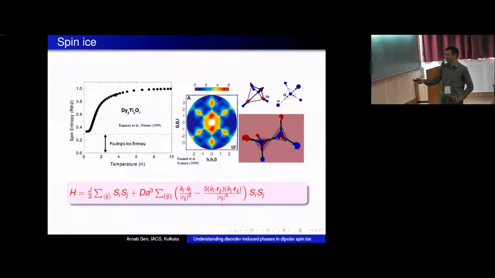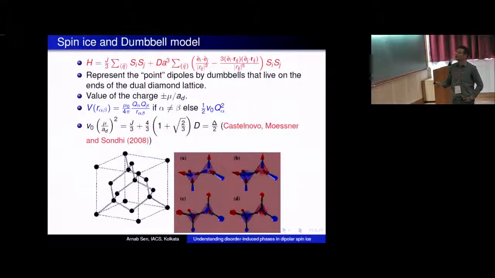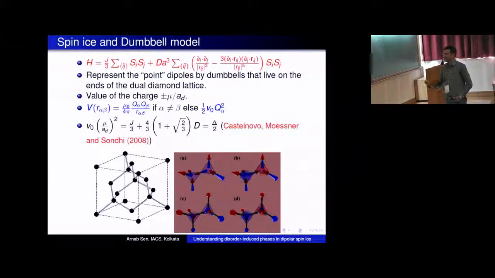This Hamiltonian is still a bit too difficult to solve, and it's also hard to imagine things in one's head. But there's a very nice representation due to Castelnuovo, Moessner, and Sondhi, and they did this work in 2008. This paper was very important in the field because not only did it provide a simple way of looking at a complicated problem, it actually gave rise to many further insights.